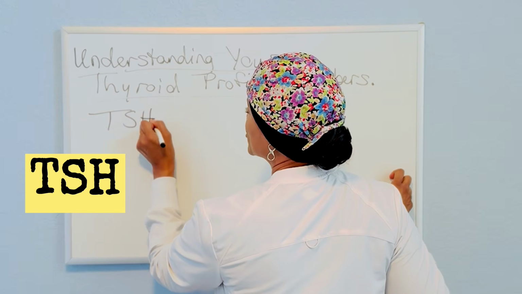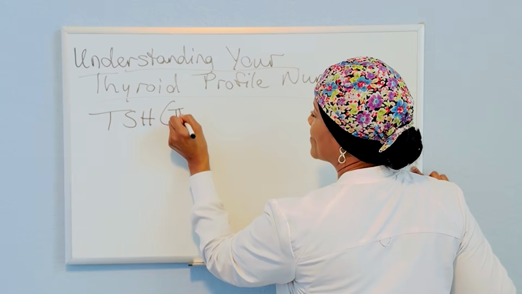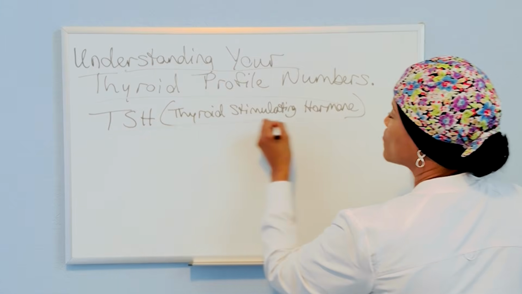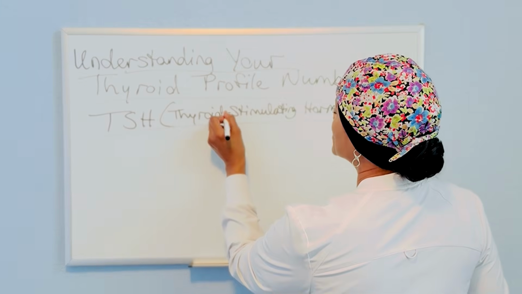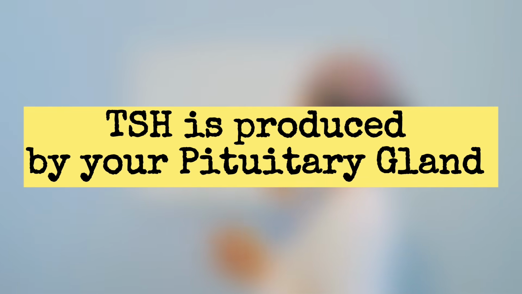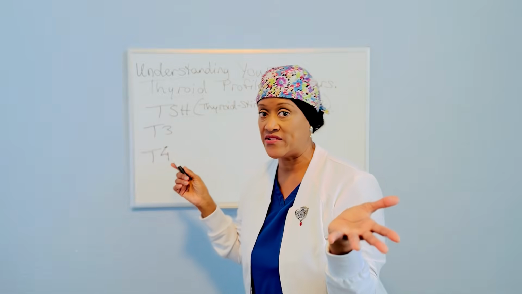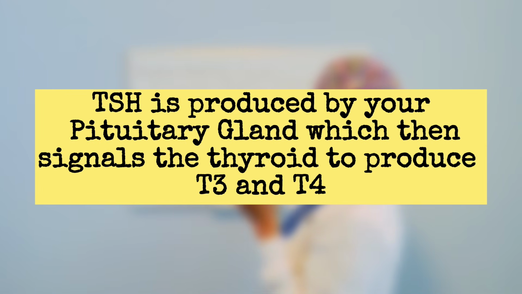First, we have the TSH. What does TSH stand for? It's the thyroid stimulating hormone. That's TSH, thyroid stimulating hormone. This hormone is produced by your pituitary gland, which signals your thyroid to produce T3 and T4. There's the T3 and the T4. So with the TSH, this hormone produced, like I said, in the pituitary gland, it signals your thyroid to produce the T3 and the T4.